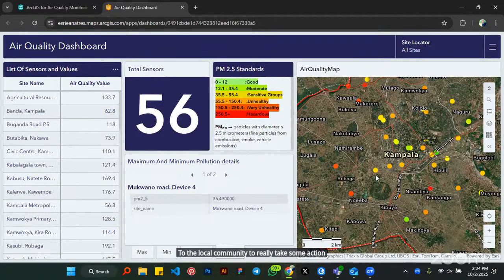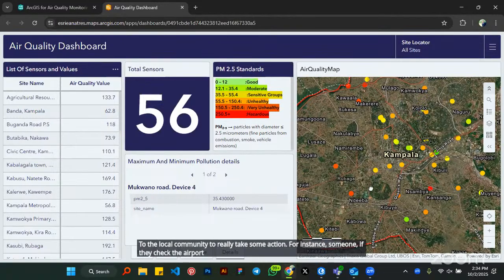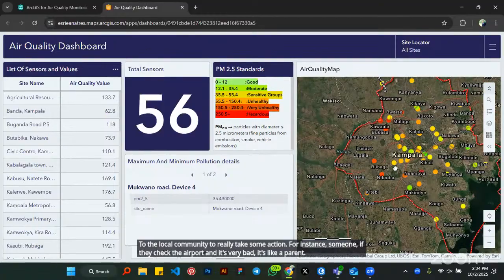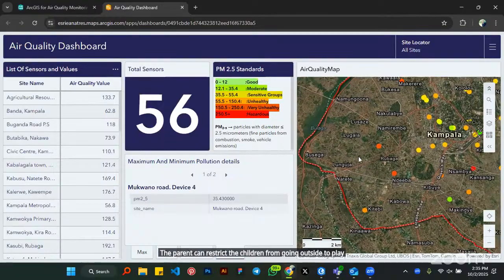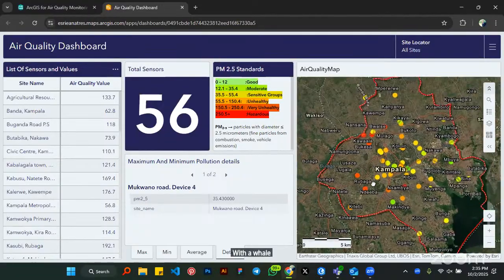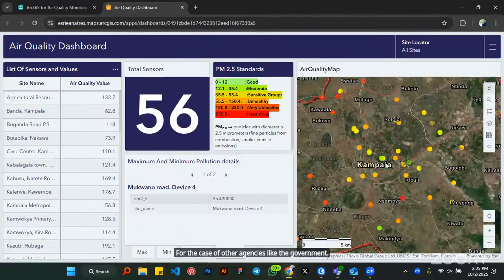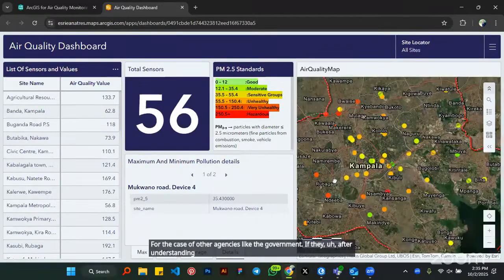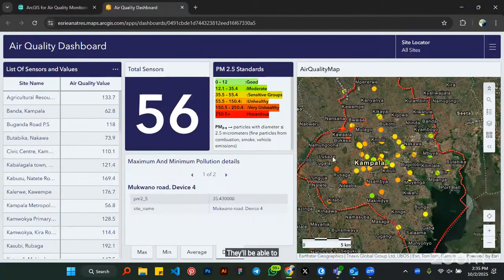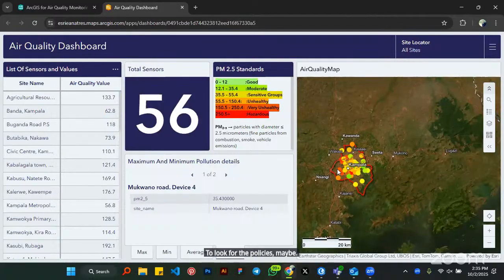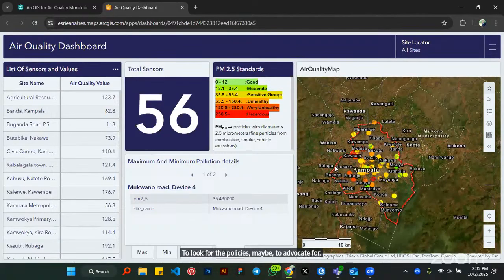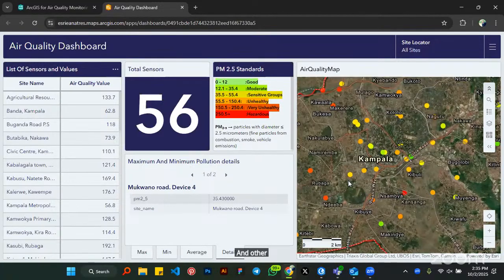For instance, if a parent checks the air quality and it's very bad, the parent can restrict the children from going outside to play around that time. While for other agencies like the government, if they understand the pattern, they will be able to know where to plant more trees, to advocate for electric vehicles and other related policies, or to put regulations on the industries.